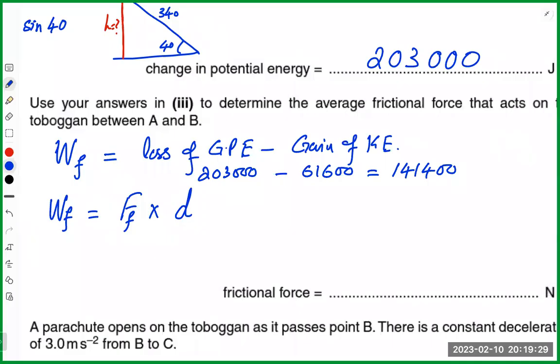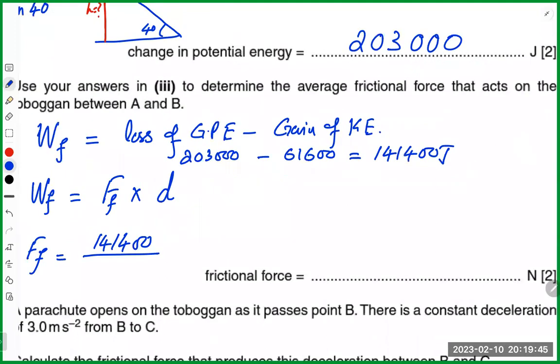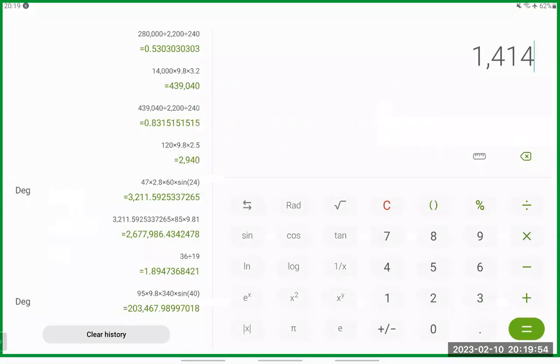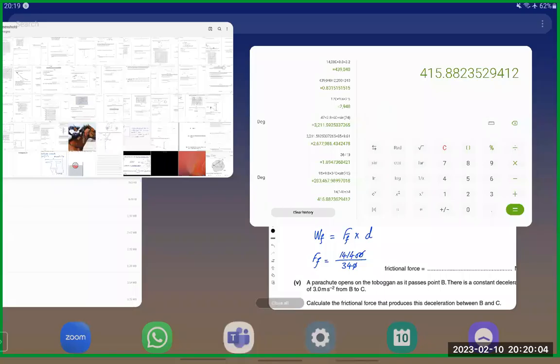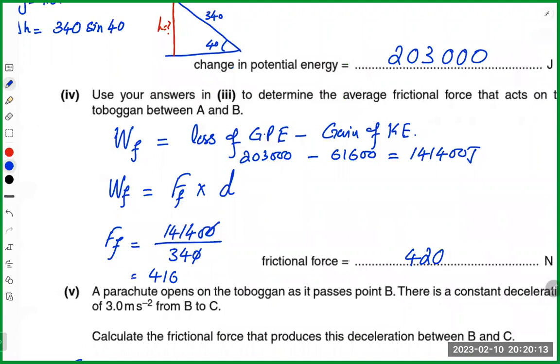So this is work done against frictional force. So friction force will be this divided by distance moved, that is 340. So 416, 420 newtons.